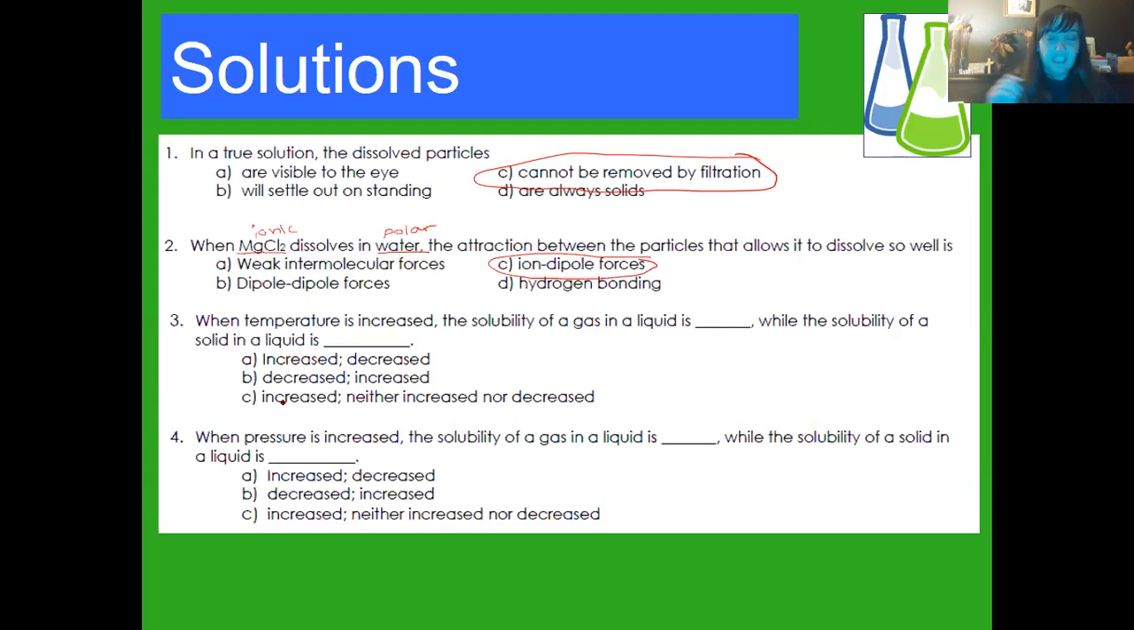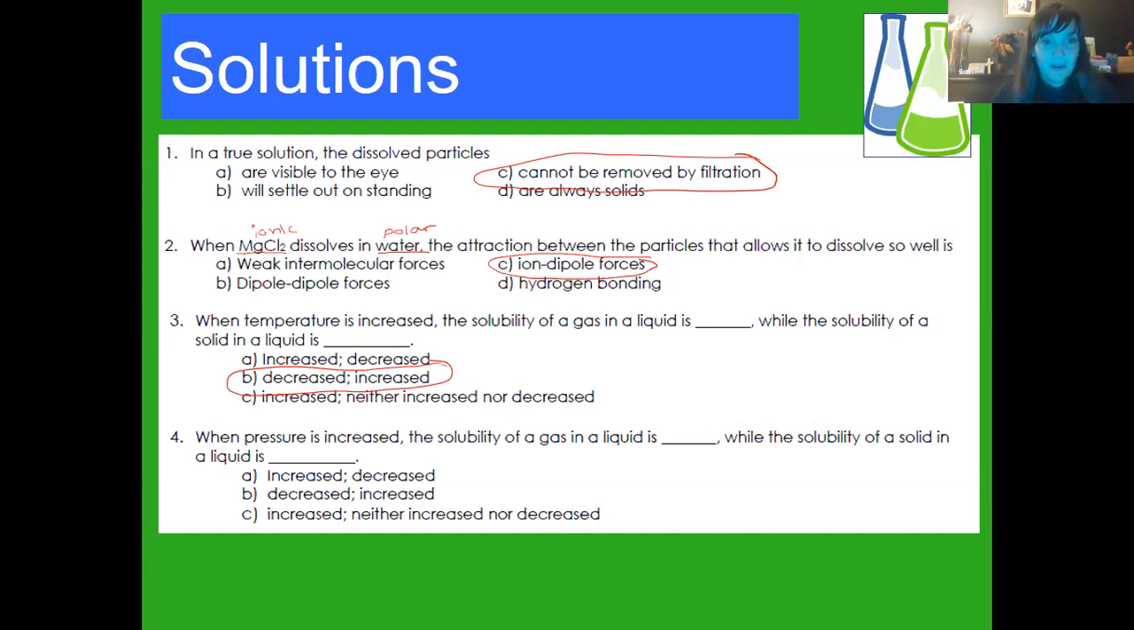Okay, for a solid in a liquid, I'm going to think about cooking soup. When I cook soup, I'm going to heat it up to get the solids to dissolve more. So heating it up increases the solubility of a solid in a liquid. So that would be B. Solubility of the gas is decreased while the solubility of the liquid is increased.